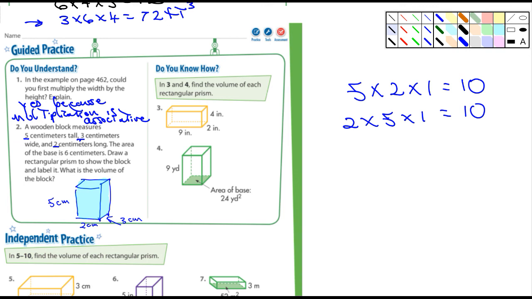What's the volume of this block? And I'll just highlight this one in pink. What is the volume of the block? There's my first question. I've done most of the work for you.